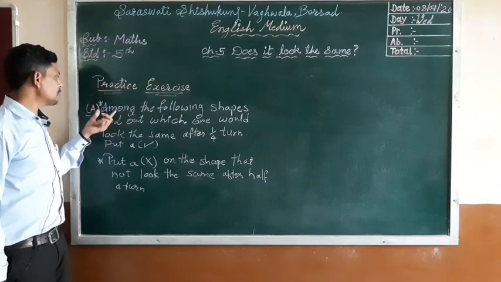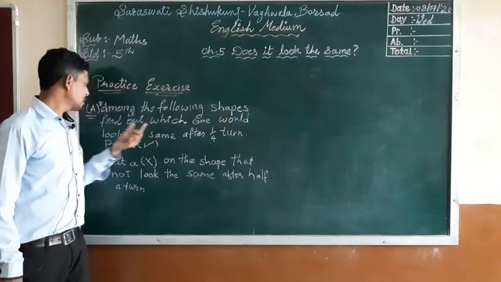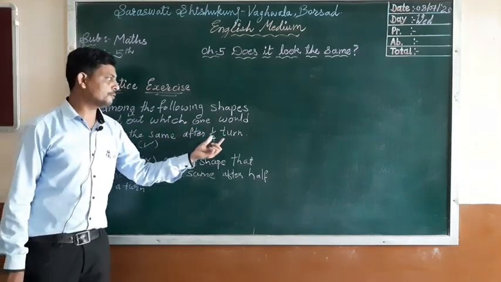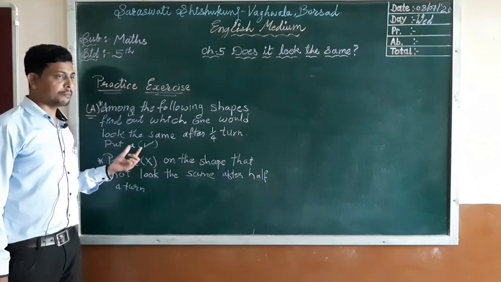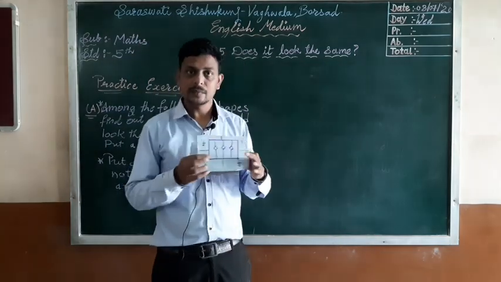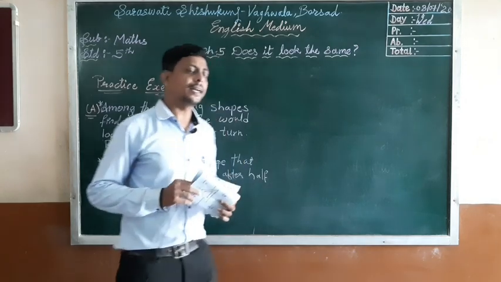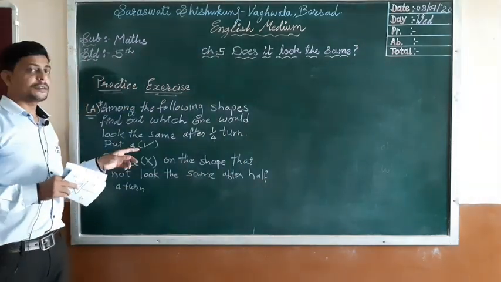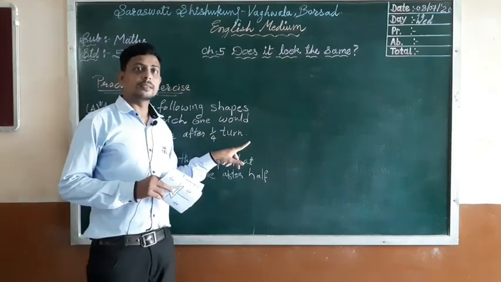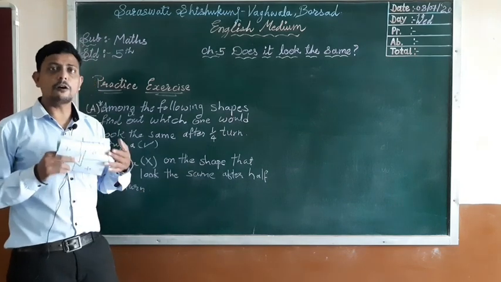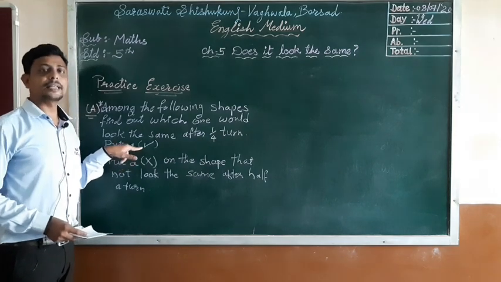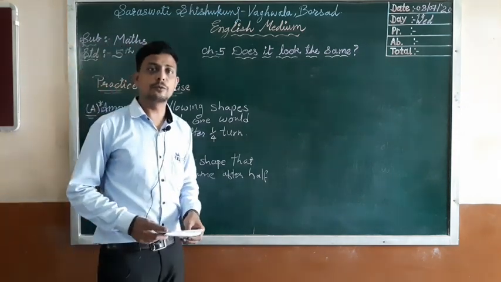Practice exercise. Question number 1. Amongst the following shapes, find out which one would look the same after a 1/4 turn. Put a tick mark. You have to look at the picture. I have 2 pictures, you can see here. If you rotate by a 1/4 turn, check whether it is looking the same or not. If it is looking the same, then you have to put a tick mark, and if it is not looking the same, then you have to put a cross mark.